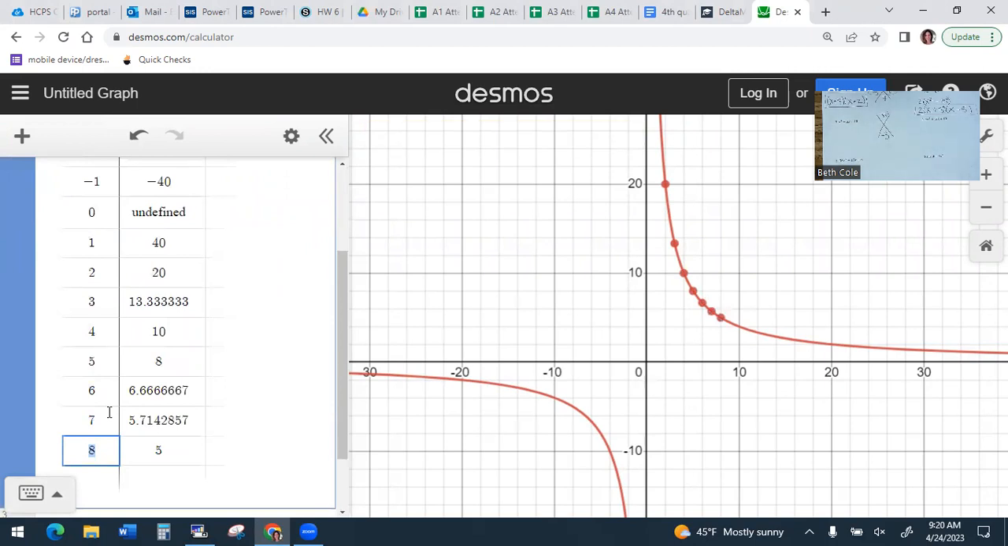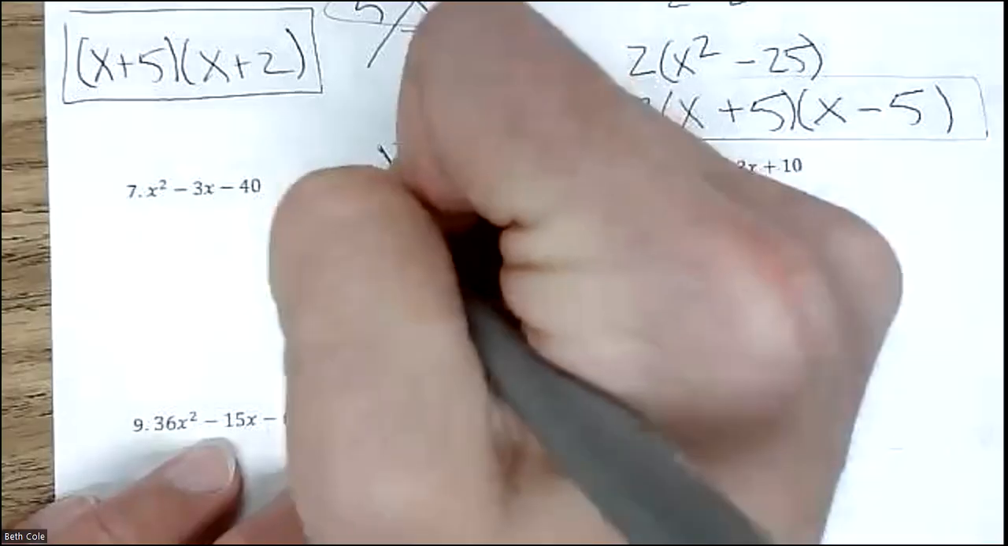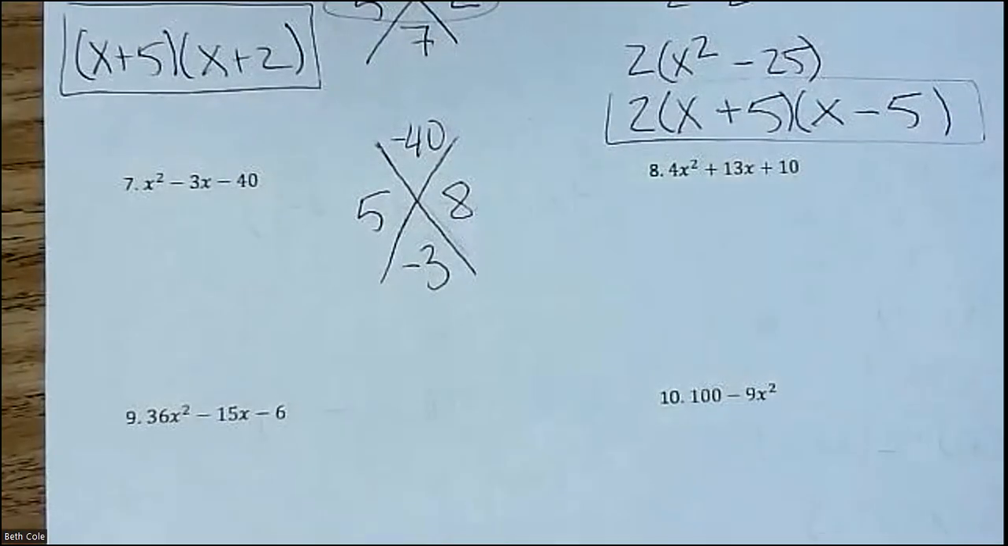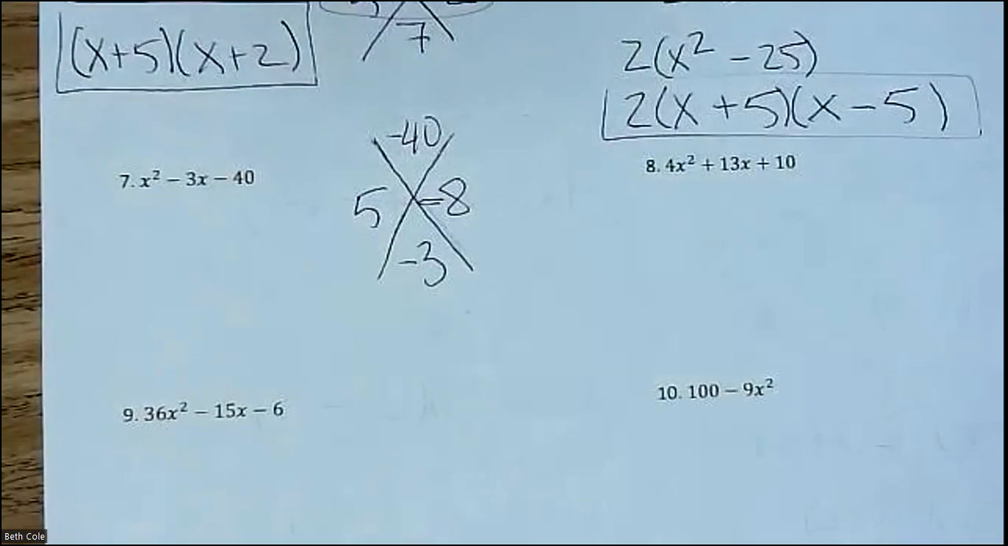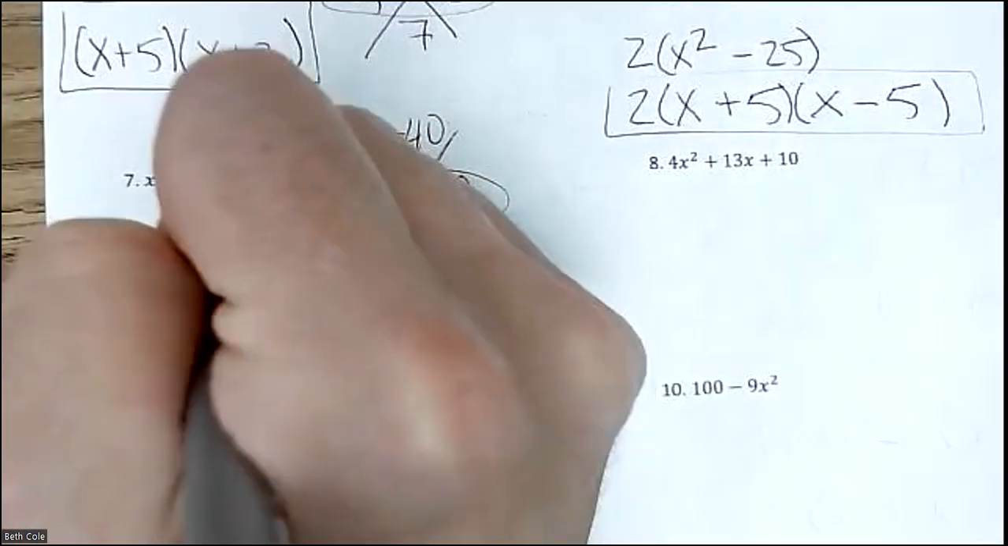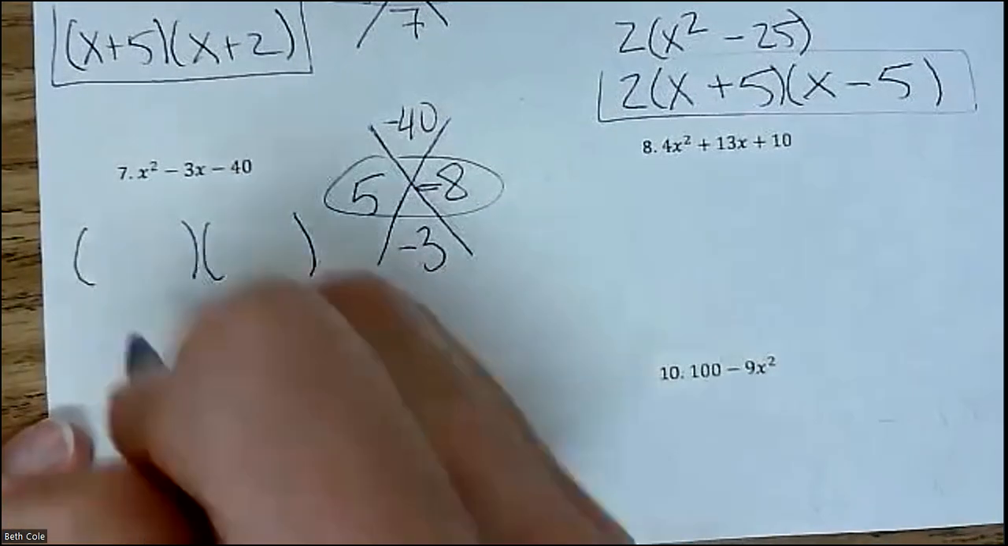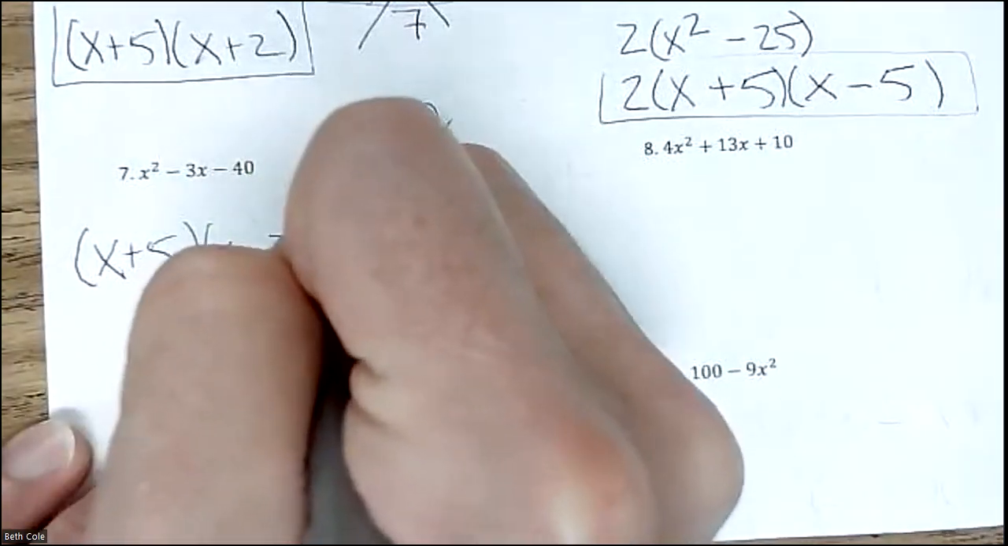I went a little further than we needed to. 5 and 8. Do you see that? Right there, 5 and 8. All right, so put 5 and 8 and then worry about the negatives. Just do it totally separately. The 8 gets the negative. Good. So these are your numbers. In your parentheses, you'll have x plus 5 and x minus 8.